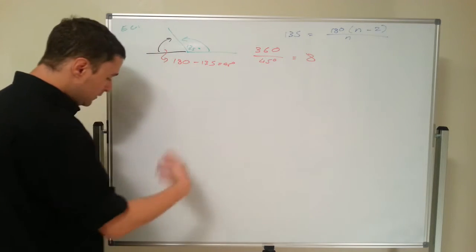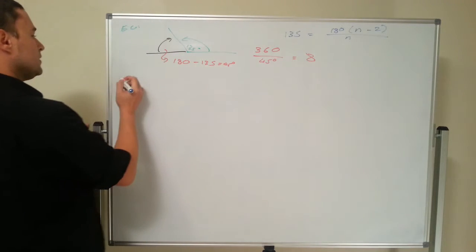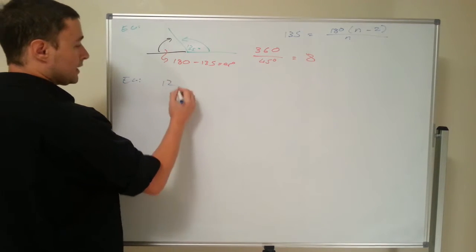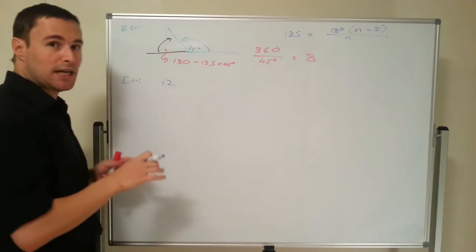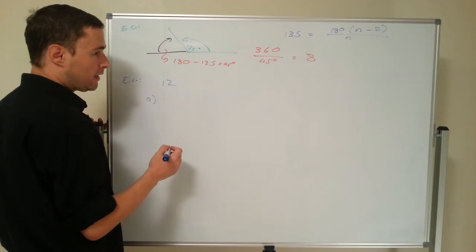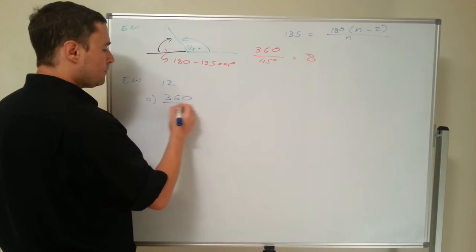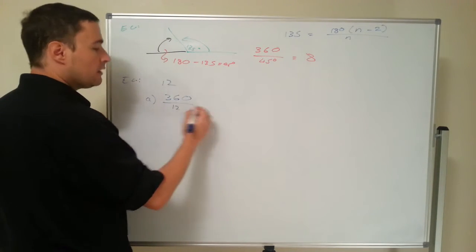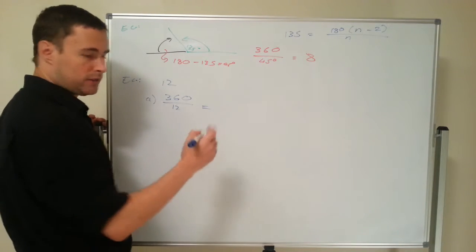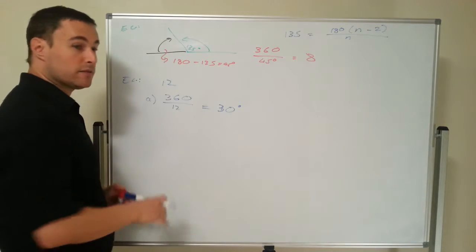Okay. So let's look at a different type of question. They said their regular polygon has 12 sides. So this is the second example. It's got 12 sides. Alright? And it says, what's the size of the external angle? So question A, what's the size of the external angle? Well, I can use this idea as well. 360 divided by the number of sides, because it's regular, gives me my external angle, and 360 divided by 12 is 30 degrees. So that's the size of the external angle.